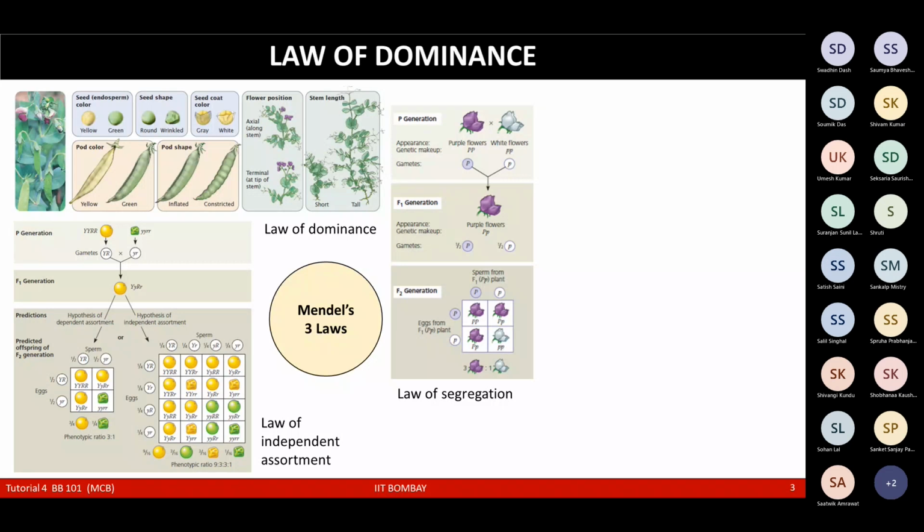In the law of independent assortment, we have a dihybrid cross, because in the law of segregation, as I told you, it's a monohybrid cross, which involves only one trait. But in the law of independent assortment, we have two traits, like capital YYRR and small yyrr. One is round with yellow seeds, another is wrinkled with green seeds. When they are combined with each other, we get these kinds of combinations.